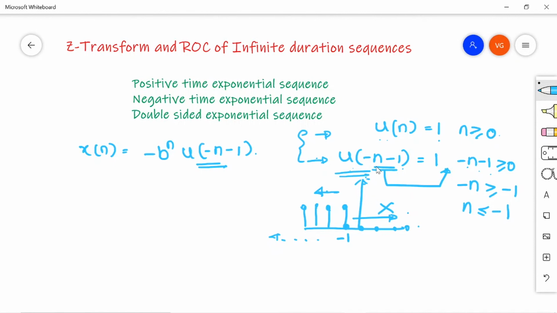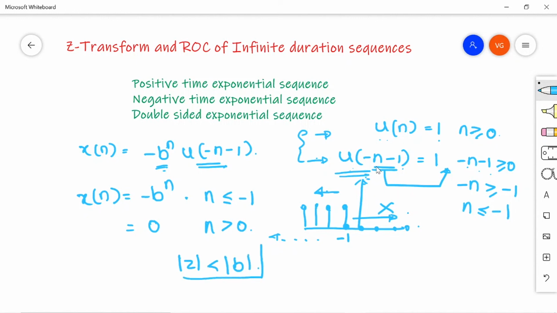Now, exponential, as I have given the previous signal also, minus b power n is indicating your exponential signal. Then what happens? X of n is equal to minus b power n value for n less than or equal to minus 1 and is equal to 0 for n greater than 0, right? So this is how the negative time exponential signal is defined. The ROC of this signal is given by mod z is less than mod b. So as of now, you just remember like this. I will give you a brief derivation in my next video.